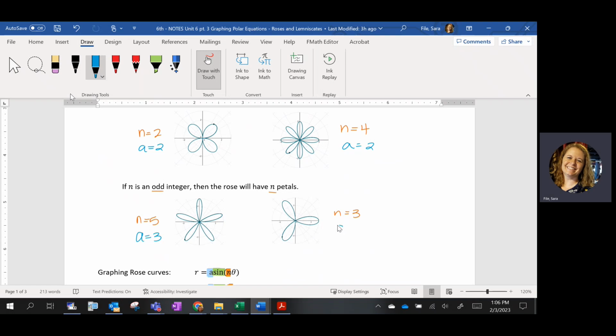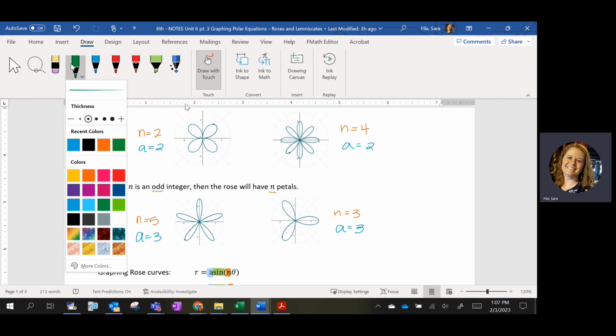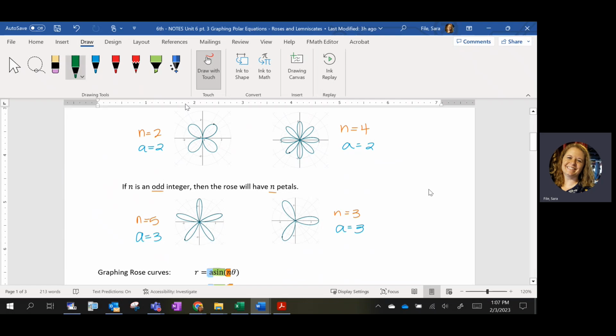And the 3 petal one? Also 3. Okay, so these petals were 3 units long. These petals were 2 units long. Can you tell me which of these are cosine rose curves?